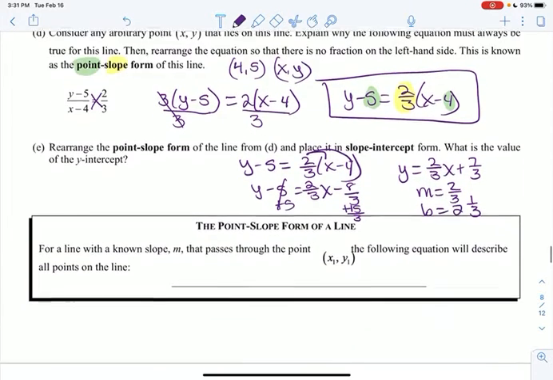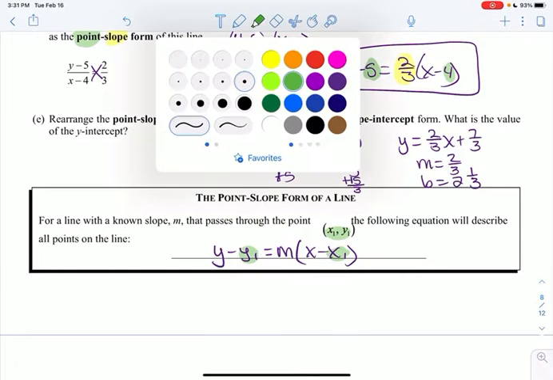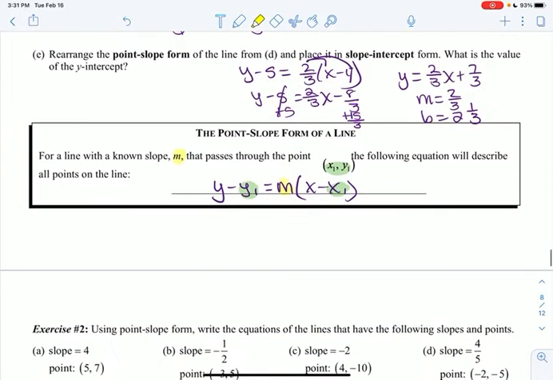actually comes about. So the point slope formula, again, this is the one that I'm going to use all the time in geometry, is y minus y1 equals m parentheses x minus x1. So I have a point, and my point is x1, y1, and I have a slope, and both of those get substituted in, and that is my answer. So I'm going to show you how easy this is on the next page.